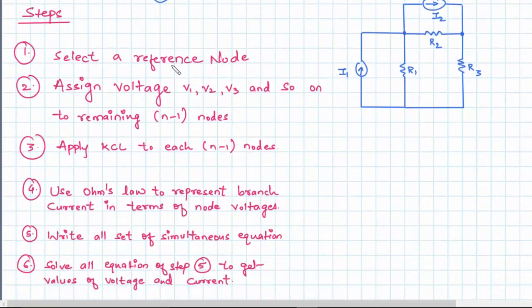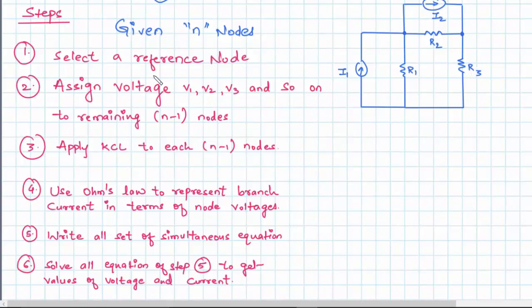So let us assume that we have n number of nodes. So let me just write it over here. So we have been given n nodes in the circuit. In the first step, we need to select a reference node. In most cases, we select the reference node which has zero potential or the least potential in the circuit. So any node which has zero potential or the least potential will be taken as the reference node. In step 2, we will assign voltages V1, V2, V3 and so on to the remaining n-1 nodes.